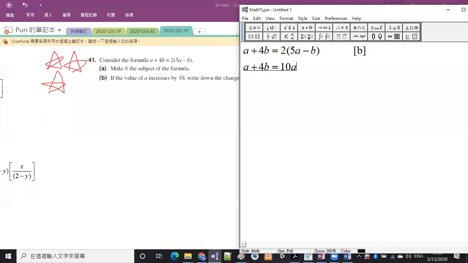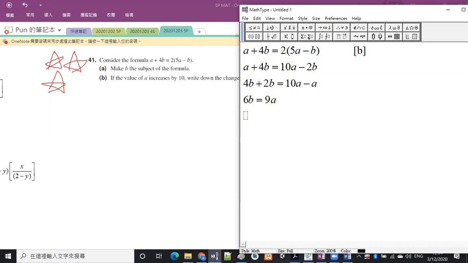So we have 10a minus 2b. Okay, and then I want b to be the subject. So I need to group all the b terms on the left-hand side and all the a terms on the right-hand side. So it's 4b plus 2b equals 10a minus a. Okay, but they are like terms, so they can be calculated together. 4b plus 2b will be 6b. And then the right-hand side, 10a minus a will be 9a. Okay, and well, that's very simple. So 6b is equal to 9a.